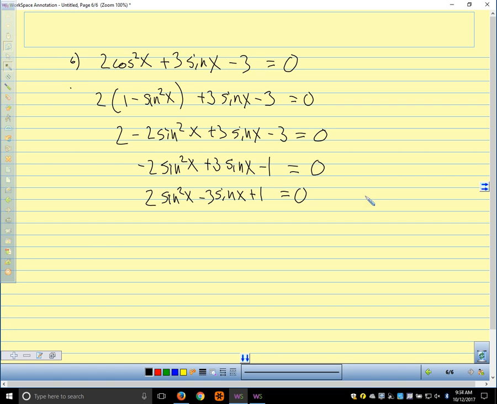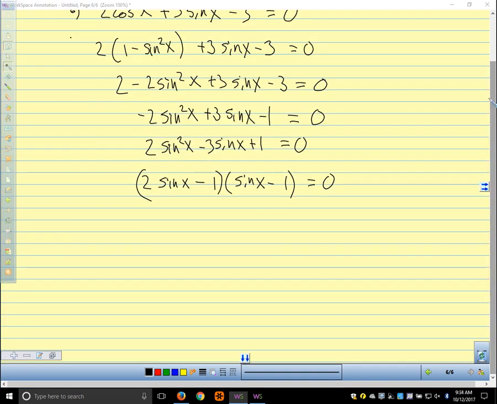And now we're going to factor, just like we did on the last one. So I have to have a 2 sine x and a 1 and a sine x and a 1. And do I need a negative and a negative? I believe so, for our factoring. And now we can split this up. I get that sine x has to equal 1/2, or sine x equals 1.